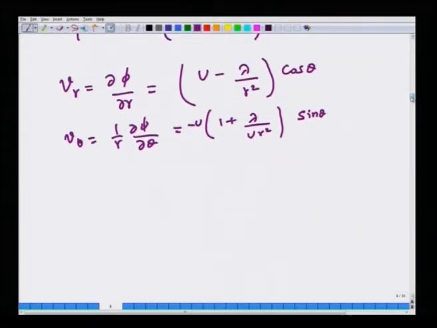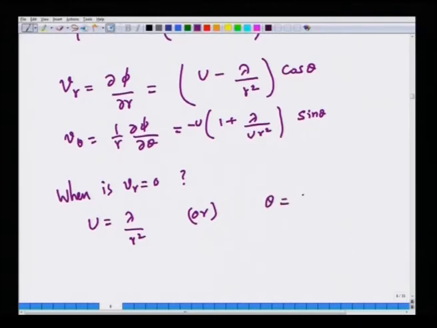If you ask the question, when is V r 0? Looking at this expression, V r is 0 when u equals lambda by r squared, or when theta becomes pi by 2 or 3 pi by 2. Along those lines V r is 0. Either this quantity is 0, when u is lambda by r squared, or when cosine theta is 0. Cosine theta is 0 when theta equals pi by 2 or 3 pi by 2.